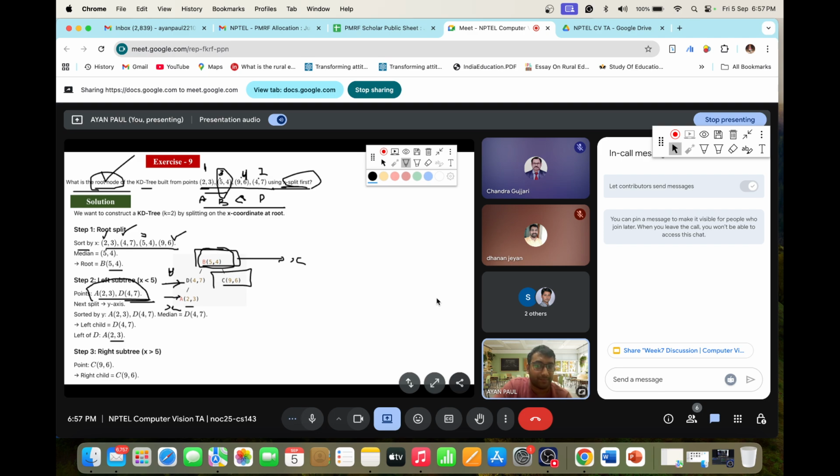Now, is it clear? I think it is clear. At least the root node concept is clear, and you can form the tree.